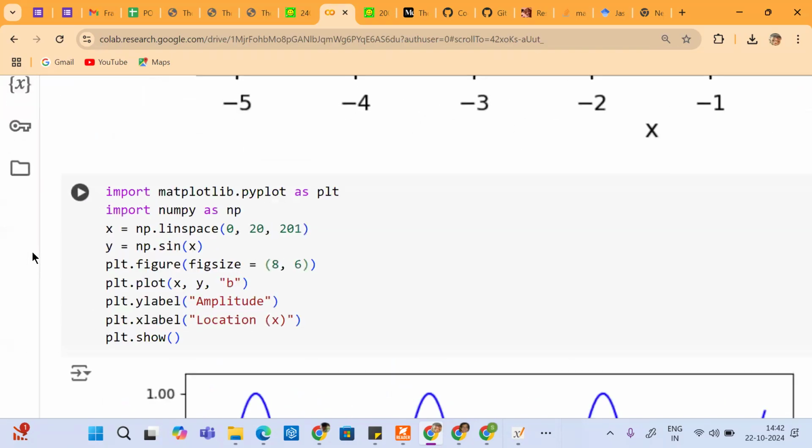Okay, let us see. Here I'm plotting x varying from 0 to 20 in 200 steps, 201 points. At those selected values of x, I compute the sine of those quantities, and that is stored as y, and I'm just plotting x comma y.